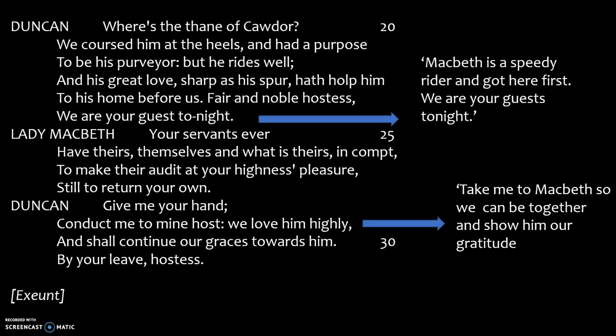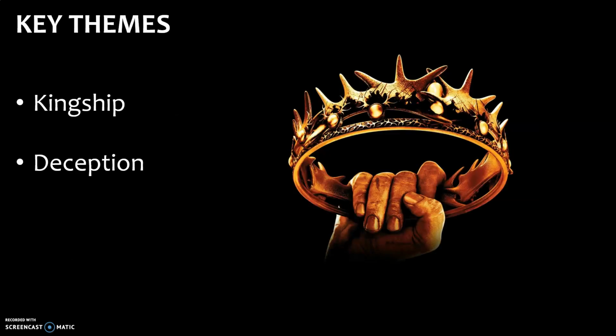Duncan asks at the top there, line 20, where's the thane of Cawdor? We're looking for him. He rode so quickly, he got here well before us. Macbeth is a speedy rider, as I put there, and "we're your guest tonight" is what he said there. And basically he asks her at the bottom there to conduct him, like, take me in, you are my host, and off we go. And let me come in so we can show you some more gratitude, and so I can show Macbeth my gratitude as well.